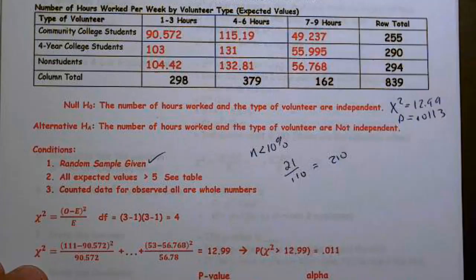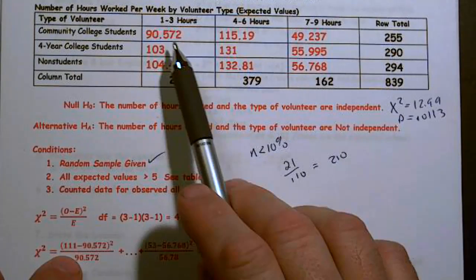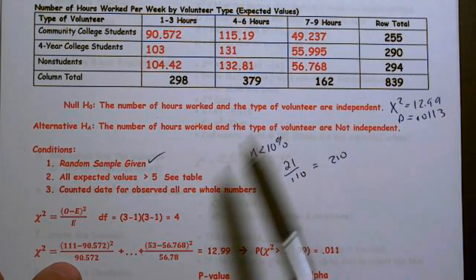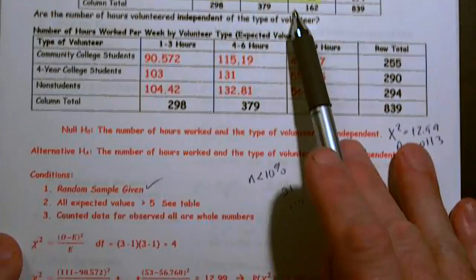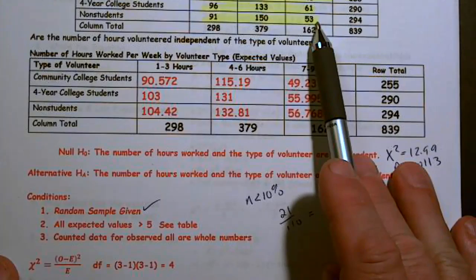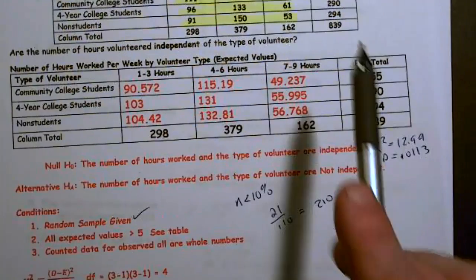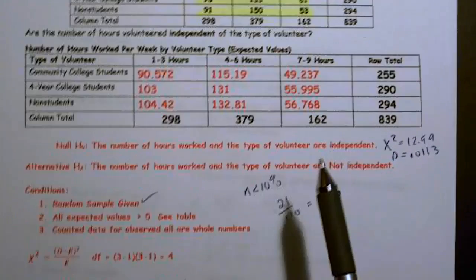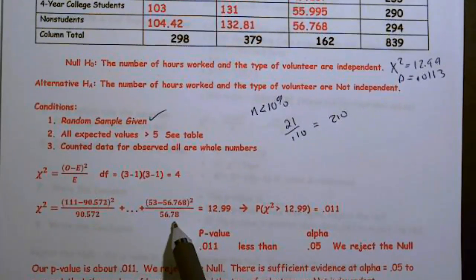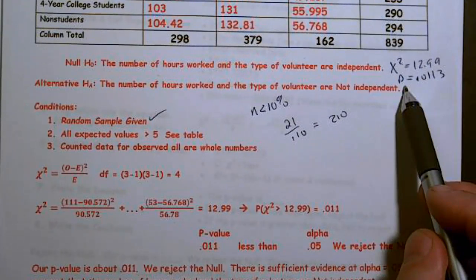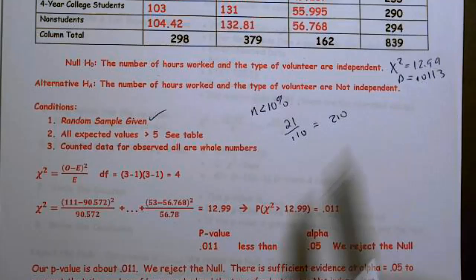So I can do an observed, which was 111 minus my expected, which is 90.572 over this, plus dot, dot, dot. Then we expected 53. That was the last one. We observed 53, and we expected 56.7. So 53 minus 56.7 over 56.7. That gives the chi-squared of 12.99 and the p-value of 0.0113. All right.